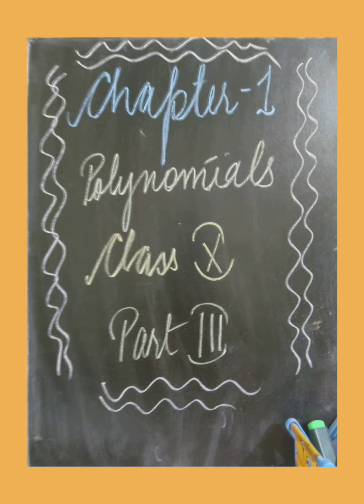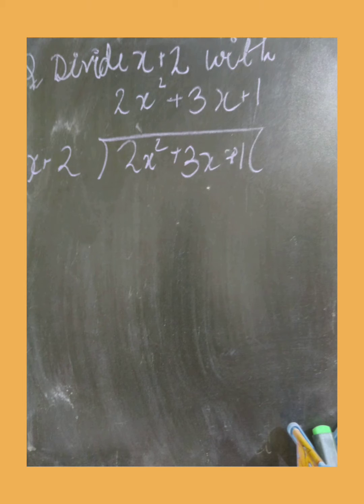So we are going to start chapter 1, Polynomials, class 10, part 3rd. We'll start with dividing two expressions, x plus 2 and 2x square plus 3x plus 1. X plus 2 is our divisor, 2x square plus 3x plus 1 is our dividend. So we will solve this using the long division method that we have done in our class 9, right? So we can do it easily, but still I'm reminding you again.